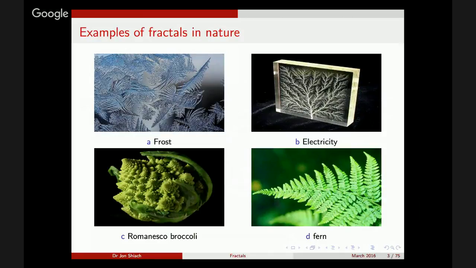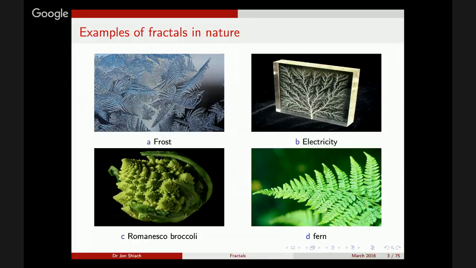Here's a few examples of various fractals in nature. So frost: a snowflake has got a fractal property, the way that the molecules of water crystallize when it freezes generates a fractal. Electricity: a fork of lightning, if you take one part of that fork of lightning and zoom in on it, it resembles lightning.